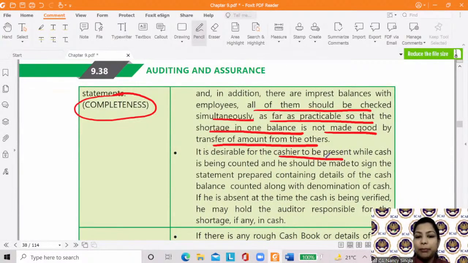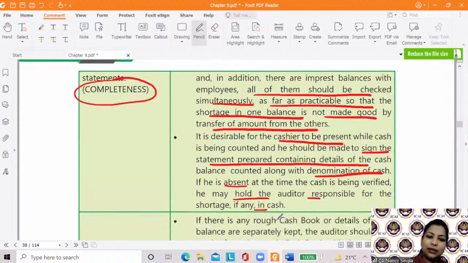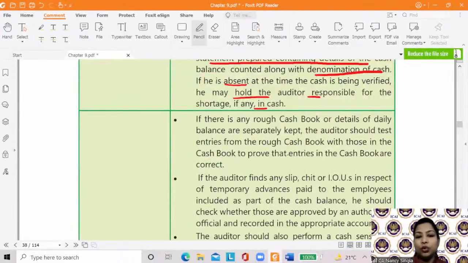And then cashier should be present, he should be made to sign the statement prepared containing details of cash along with denomination. Why? Because if he is absent, he may hold the auditor responsible for shortage of cash if any. Simple. रफ कैश बुक है तो उसको आप चेक करो कैश बुक से एंट्रीज करेक्ट है नहीं.